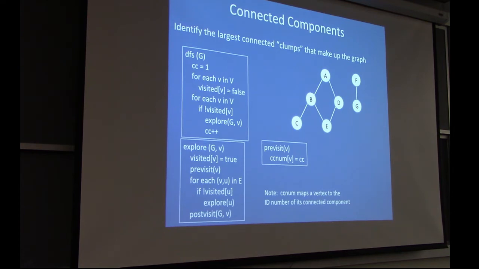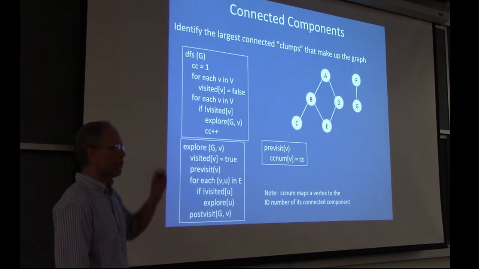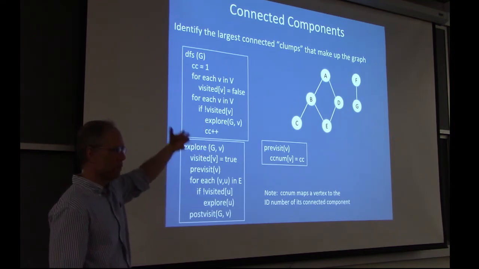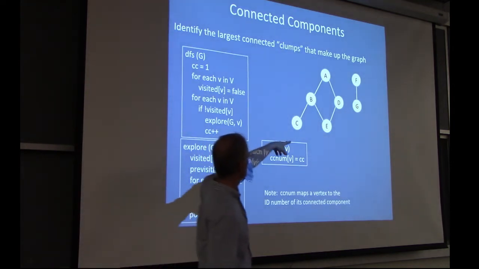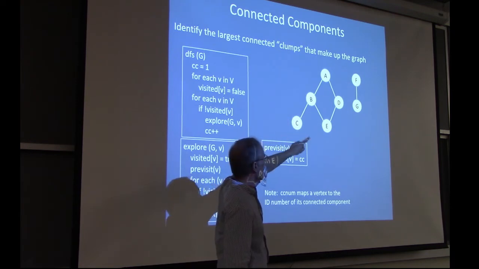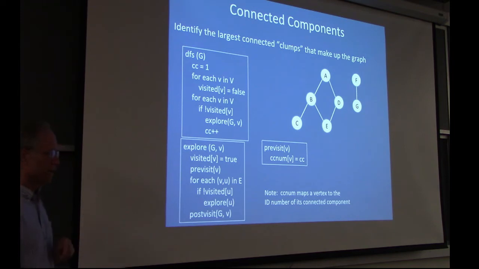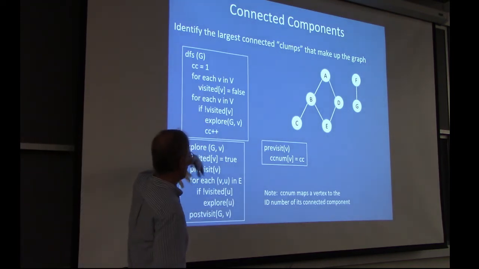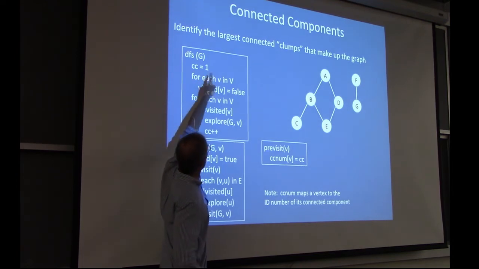Now, here's an algorithm that uses depth first search. I want to associate a number with each vertex. And I want every vertex in the same clump, in the same connected component, to have the same number. So I'd like to number A, B, C, D, and E with 1, and F and G with 2. I want to identify the connected components of a graph. And all I have to do is make previsit do something interesting. So I'm going to have an integer called CC for connected component. It'll start out at 1.